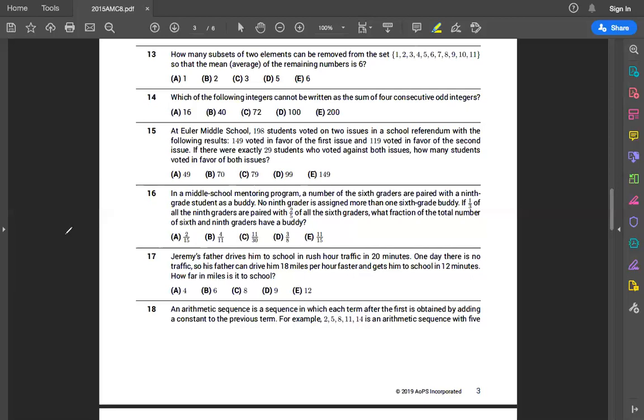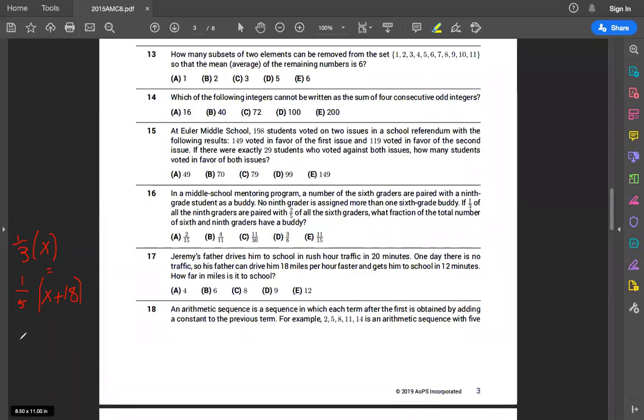First, we know that distance is equal to speed times time. So we'll consider a normal day. It takes 1/3 of an hour, 20 minutes, to get there, going at an unknown number of miles per hour, x. Then when there's no traffic, it only takes 1/5 of an hour, and we would be going at x plus 18 miles per hour. These are both equal to the distance from their home to school, so these two would be equal.